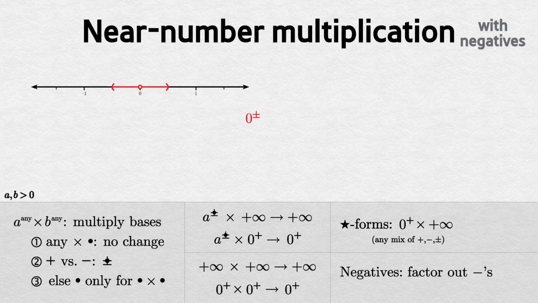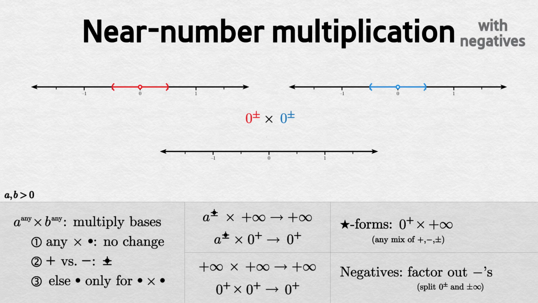The near number 0 plus minus has both positive and negative parts no matter how far we squeeze, but it can be considered one piece at a time as the union of 0 plus and 0 minus. Fortunately, these are easy to multiply individually by basic finite near numbers and yield star forms when multiplied by a basic infinite near number. For example, let's look at 0 plus minus times 0 plus minus.